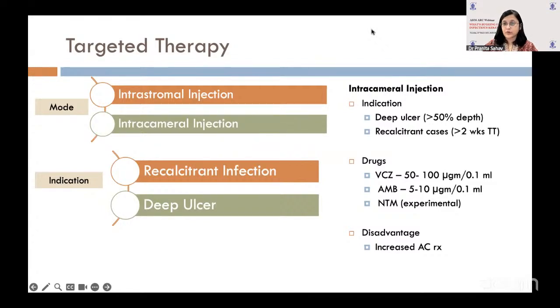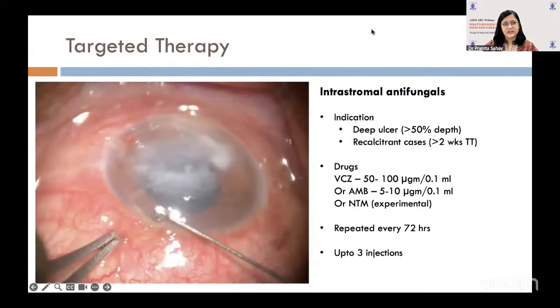Intracameral injection these days is not practiced very commonly because a lot of studies have shown that the risk of intraocular inflammation post intracameral injection is high. However, voriconazole, amphotericin B, and natamycin have all been tried. All three of these have been tried as intracameral injections.